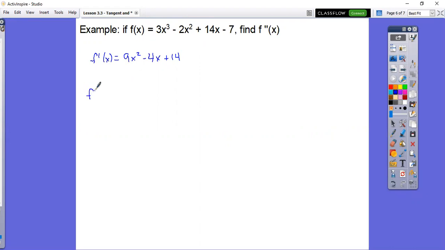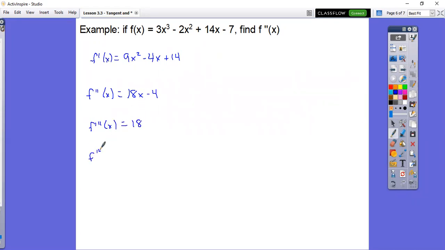So now I can find f double prime of x, which is the second derivative of f. I apply the power rule again. Now I'm taking the derivative of f prime of x. So I apply the power rule again, and this would be 18x minus 4. And I could keep going. I could find the third derivative, f triple prime of x. Again, apply the power rule, this would be 18.